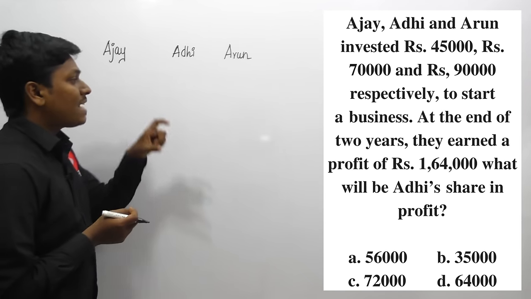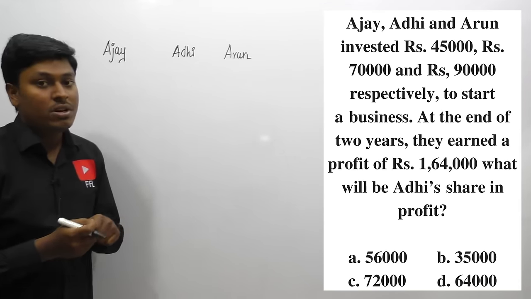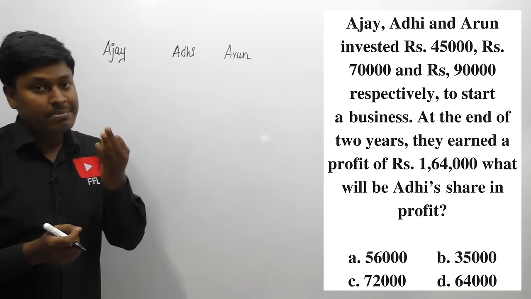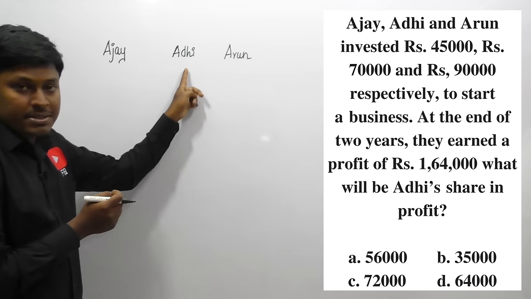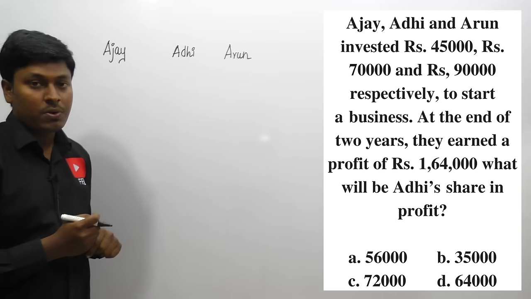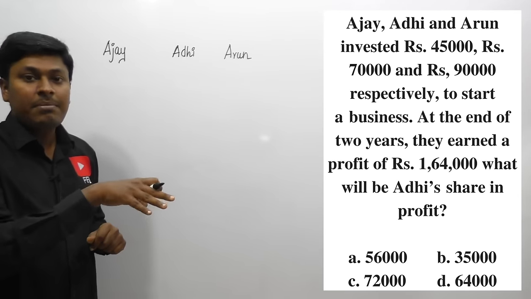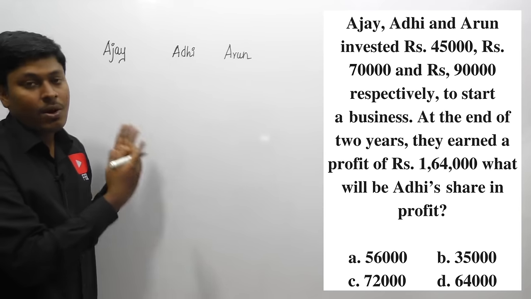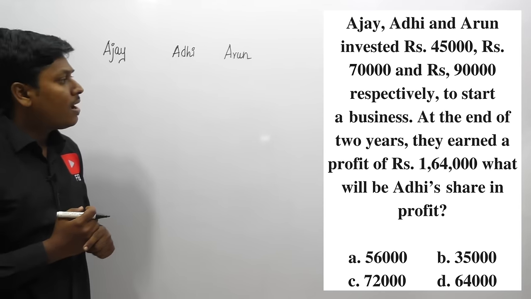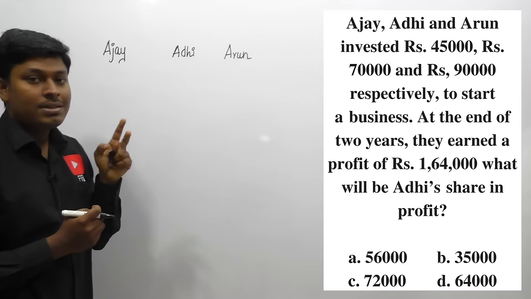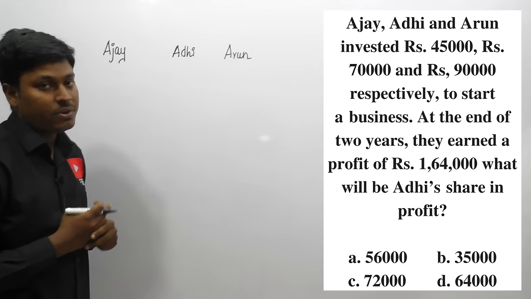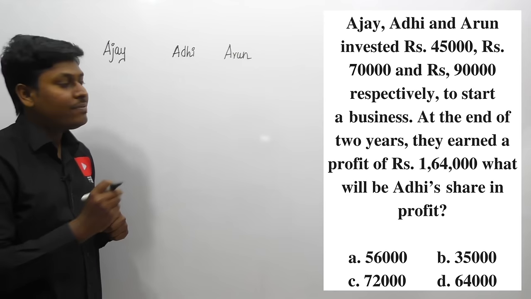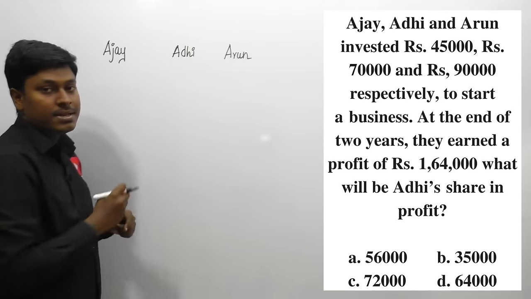So friends, listen here. After reading this complete question, we have noted one thing, that in a business there are three persons. One is Ajay, the second person is Adi and the third person is Arun. Each person is investing some amount to start a business, right? So we can surely say that from the starting till the end, all the three persons were in the business, right? And after 2 years, they earn a profit of 1,64,000. So friends, our target is to find, from the profit, what is the share for the person Adi, right?